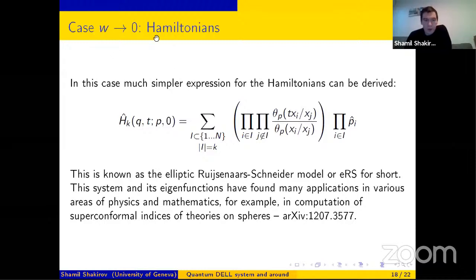So in the limit when omega goes to 0, you get much simpler expressions for the Hamiltonians. This is, of course, well known. This is the so-called elliptic Ruijsenaars-Schneider model. And you can see that what you do is ellipticize the sine functions and the coefficients, and you keep the shifts intact, so you do nothing to them. This is a very useful system. In particular, for example, in physics, just a random application, they compute superconformal indices of theories on spheres, and eigenfunctions of the system are used and useful in this computation.